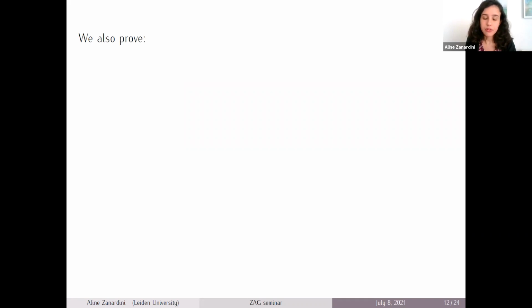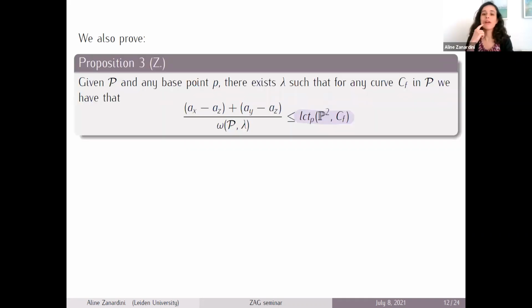We also can prove the following, which now is going to relate the stability of the pencil to the log canonical threshold, as I promised in the beginning. And that's the content of Proposition 3 that I wrote here. So if I start with a pencil and I choose a base point on it, then I can show that there exists some one-parameter subgroup lambda such that for any curve in the pencil, this inequality here holds.